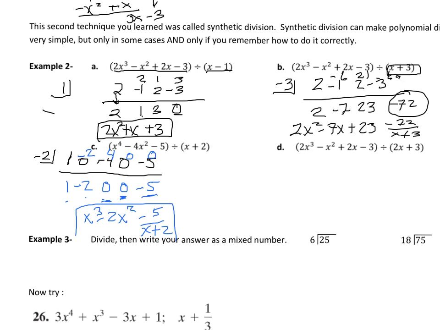So if we look at D now. 2, -1, 2, -3, that looks familiar. Now 2x plus 3, how do we handle that? If 2x plus 3 is equal to 0, then what is x equal to? So you subtract 3, divide by 2, so we get -3 over 2. Okay, this is going to be a little funky, but it's still doable.